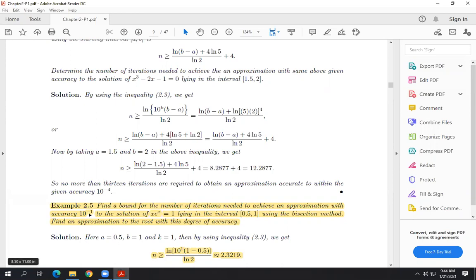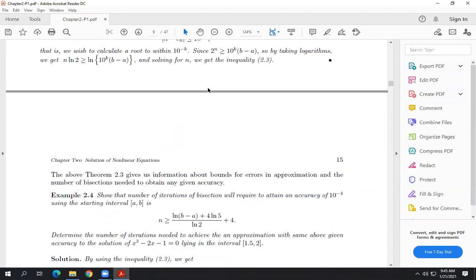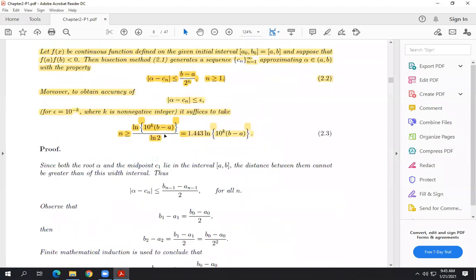10 minus 1, it means k equal to 1. And a student confused, they use minus 1. No, because we say 10 minus k, and k is your 1. So what formula do we have? ln 10 power k, which I gave you here before in the head. So ln 10, 1.